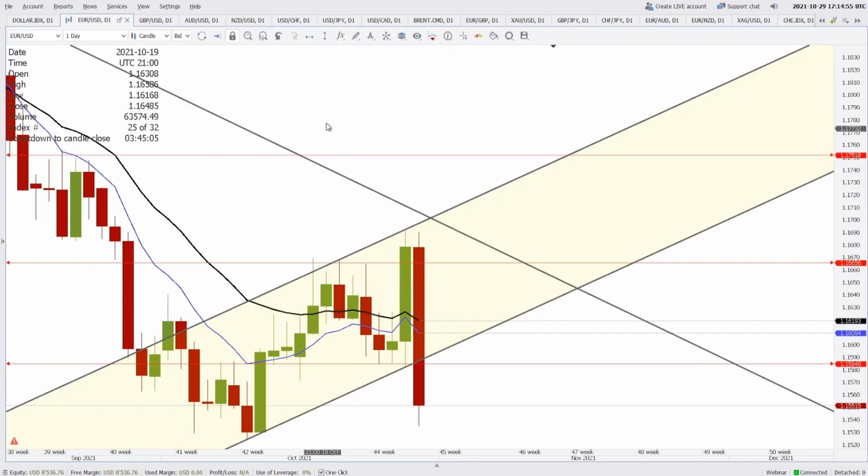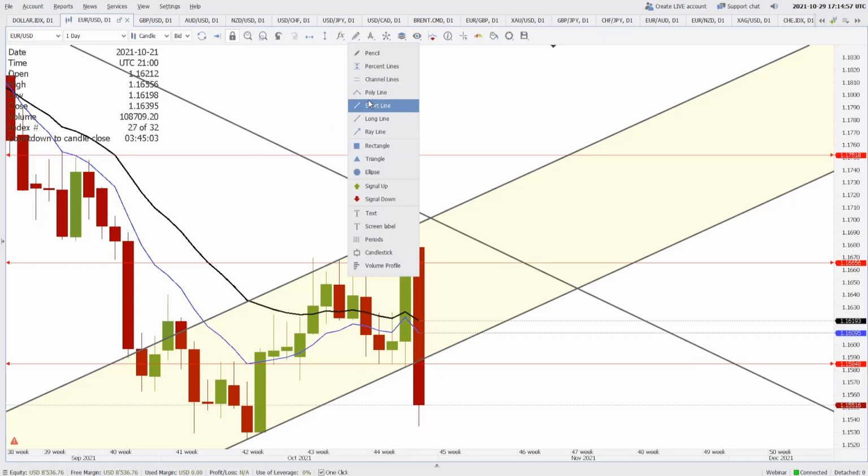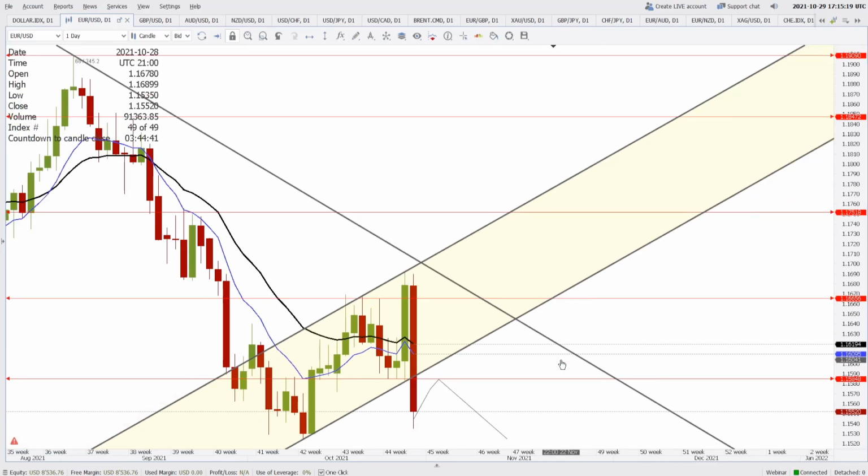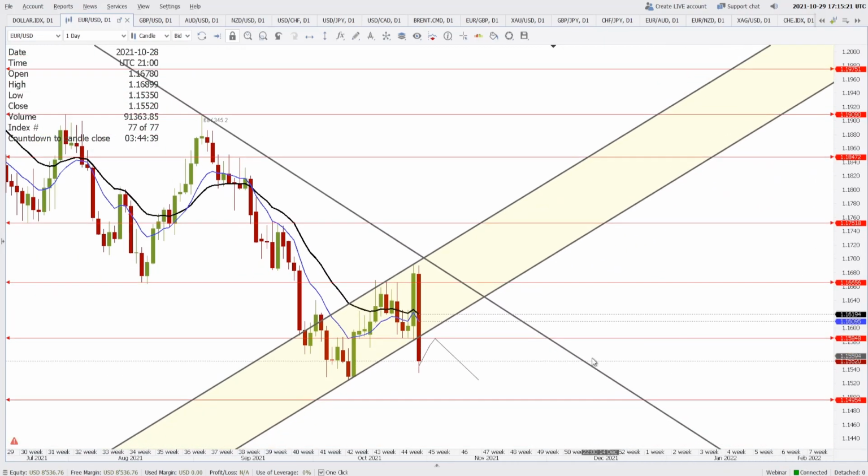Now what type of trajectory is possible here? Either this or this is also possible. So these two scenarios are possible actually. The resistance now for the pair will be 1.1584 and the support is still from 1.1495.